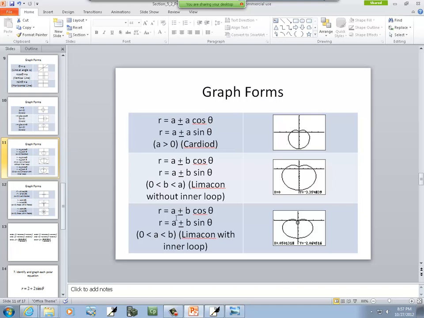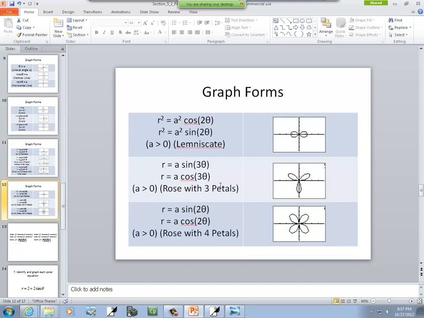Now here we've got r is equal to a plus b cosine, or r is equal to a minus b cosine, same with sine, and this is a limacon with an inner loop. And we'll pretend I'm saying it right. Now here, if you got r squared is equal to a squared cosine 2 theta or sine 2 theta, that's a lemniscate. Again, hopefully I'm saying that correctly.